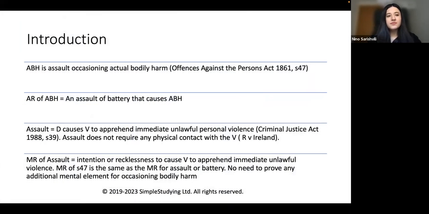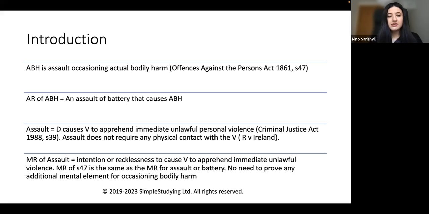In the introduction, you could start by defining what is actual bodily harm. Actual bodily harm is assault occasioning actual bodily harm, which is defined under Section 47 of the Offences Against the Persons Act 1861. Actus reus of ABH is an assault or battery that causes ABH, actual bodily harm. So the base offense here is assault or battery.